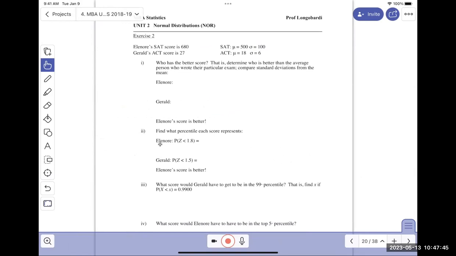All right, so I do the same thing here with 2 candidates for admission to university. Eleanor wrote the SAT and Gerald wrote the ACT, and they're different tests with different scales. So how do you compare these 2? That's what you have to do here. So I'll leave these problems for you to try.